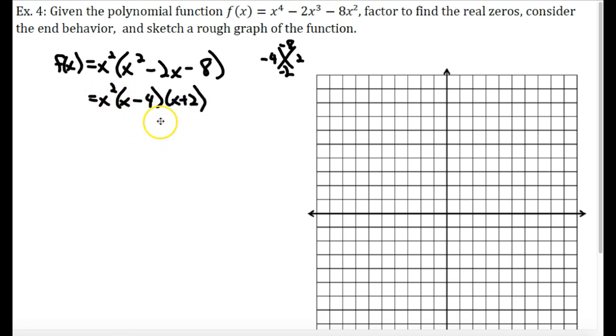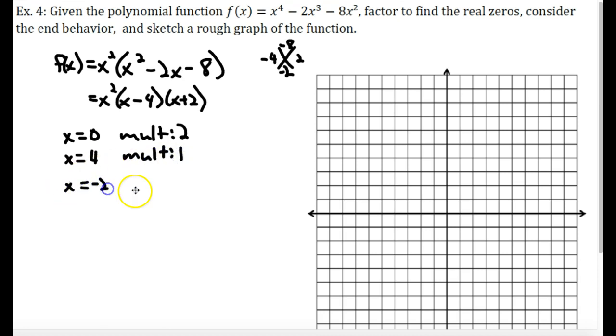Okay, so from this now, I can see that x equals 0 will be a solution, and that will have a multiplicity of 2. x equals 4 will be a solution, and that will have a multiplicity of 1. And x equals negative 2 will be a solution, and that will have a multiplicity of 1 as well. So I can put those on my graph here. I know the graph has a 0 at negative 2, a 0 at 0, and a 0 at 4.